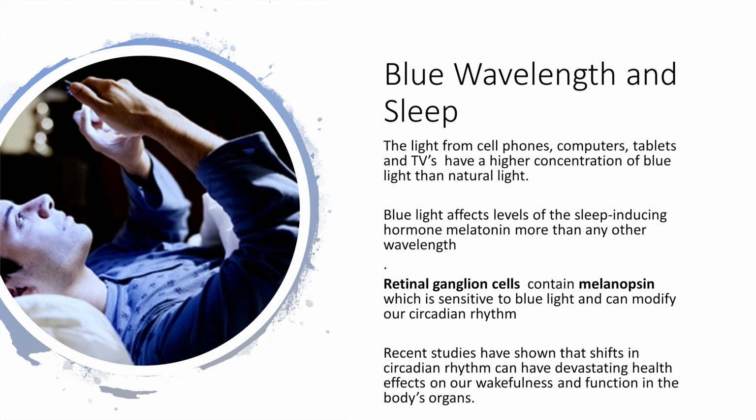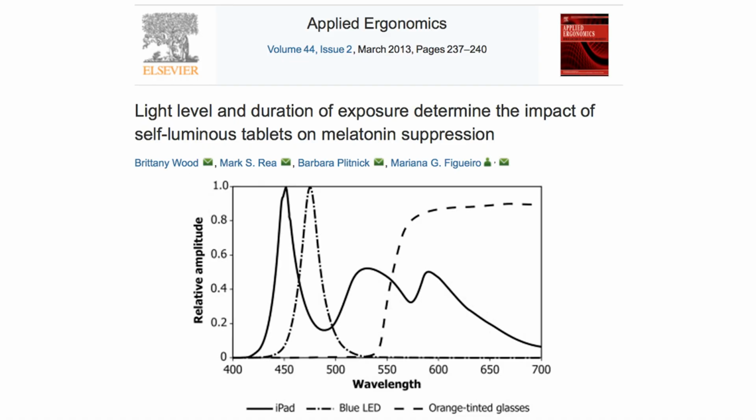Melanopsin is most sensitive to blue light wavelengths of approximately 480 nanometers, and is less sensitive as wavelength increases or decreases. The suprachiasmatic nucleus prevents the release of melatonin from the pineal gland during daylight hours, which regulates the circadian rhythm. This means that to promote a normal circadian rhythm, we want to increase red light at night and decrease blue. Shifts in our circadian rhythm can have devastating health effects on wakefulness and organ function. Research has shown that long exposure to electronic displays can suppress melatonin release after about 2 hours of exposure.